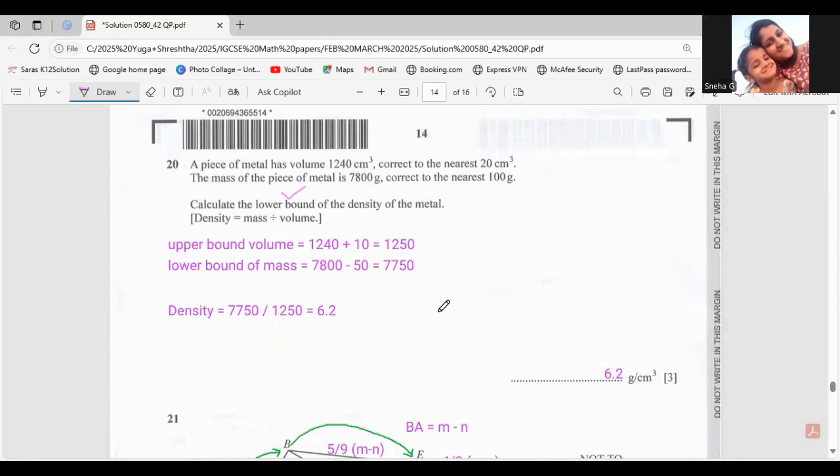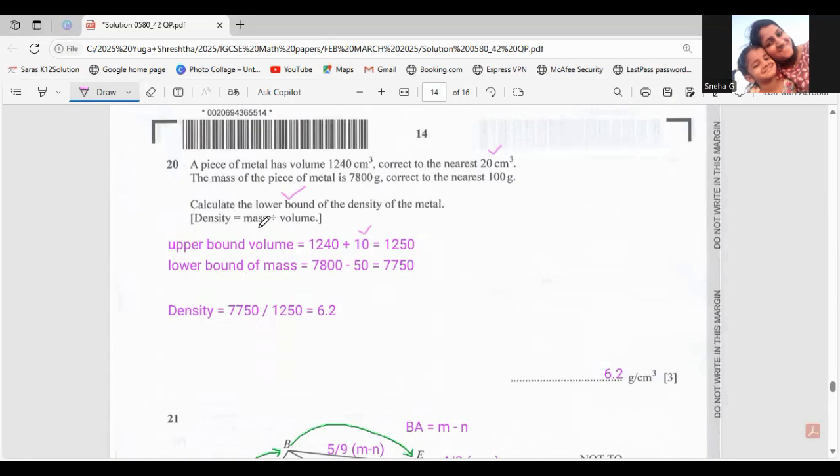To calculate the lower bound of density, first we need to work out the upper bound of the volume. The upper bound of the volume is 1240 plus 10. How did I obtain this 10? Because it is rounded to the nearest 20, so 20 divided by 2 is 10. The upper bound, that is the maximum value of the volume, is 1250. And then we take the lower bound of the mass.